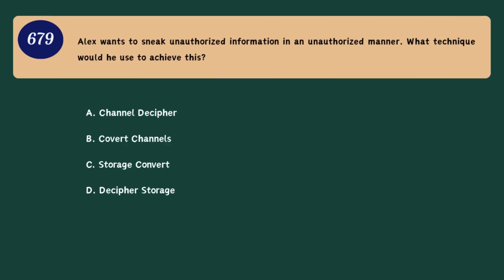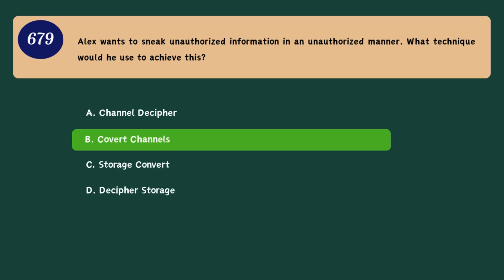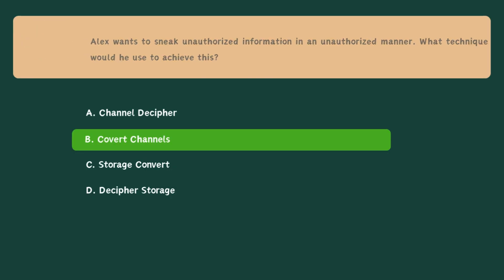Question 679. Alex wants to sneak unauthorized information in an unauthorized manner. What technique would he use to achieve this? A. Channel decipher. B. Covert channels. C. Storage convert. D. Decipher storage. Correct answer? B. Covert channels.